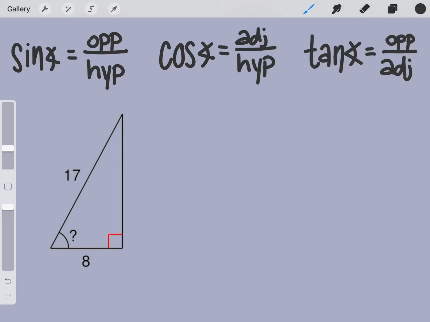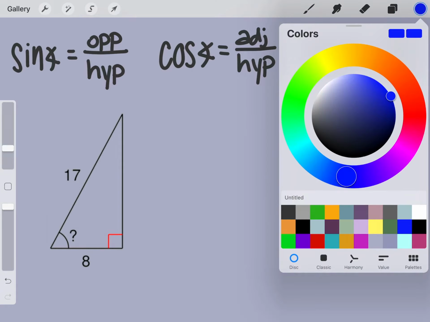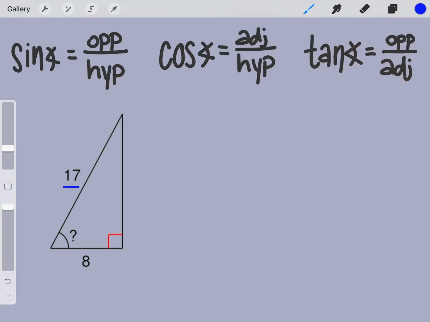We have three pieces of information being given to us. We have a side that has a length of 17, a side that has a length of 8, and an angle with an unknown measurement. So what we have to do is first figure out what type of side each of those sides is. If this is our angle right here, 8 is what type of side, and 17 is what type of side?